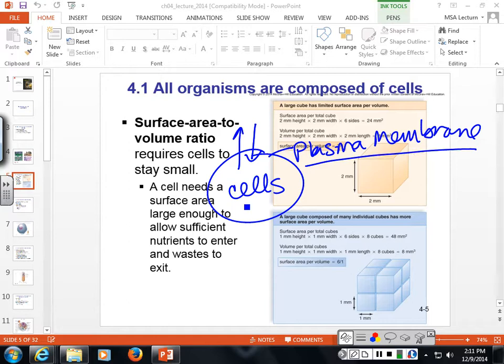And remember, what are cells doing? They're constantly undergoing something called metabolism. So they're constantly breaking down or putting together molecules. Again, remember dehydration synthesis and hydrolysis.